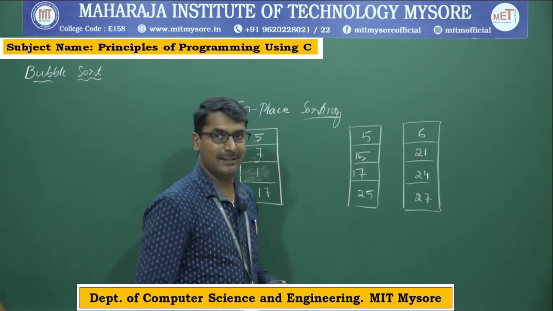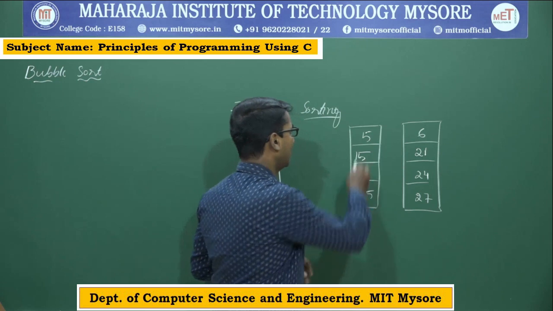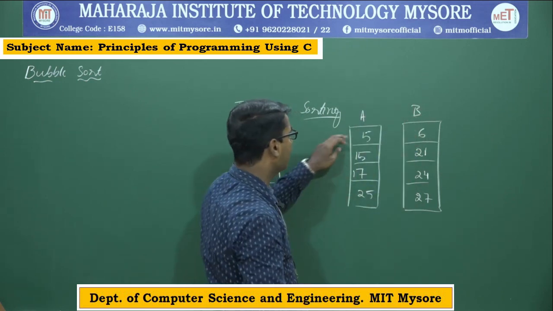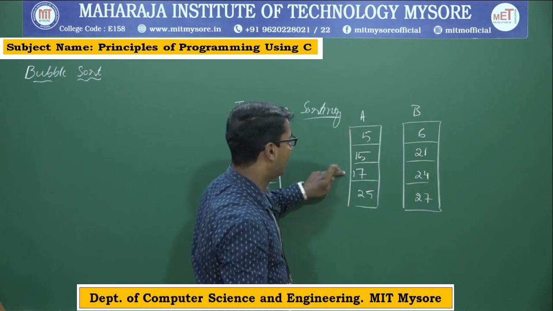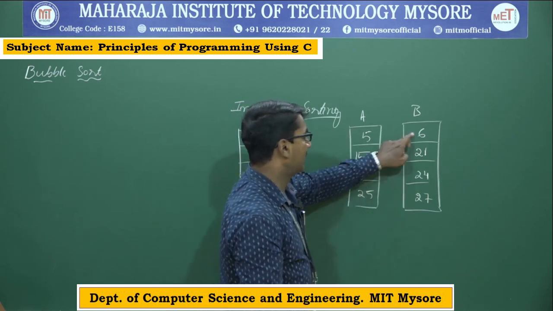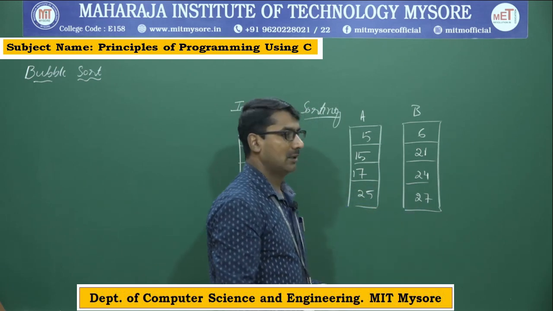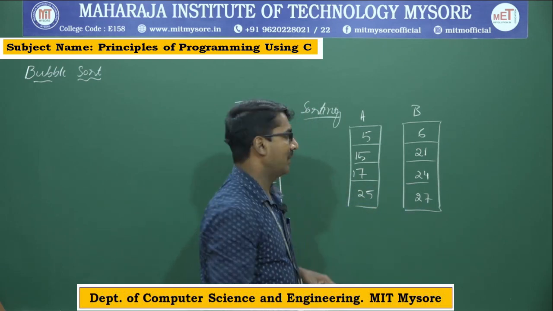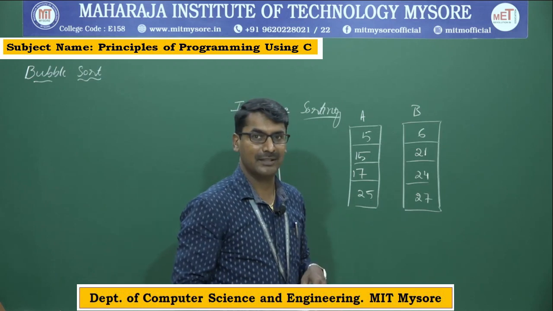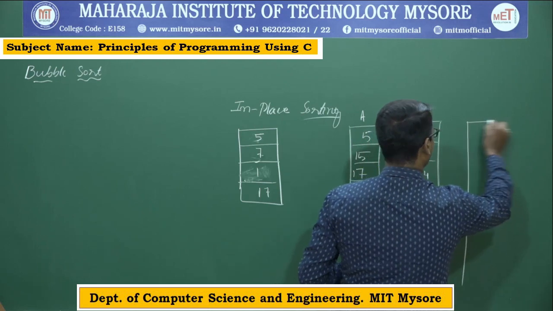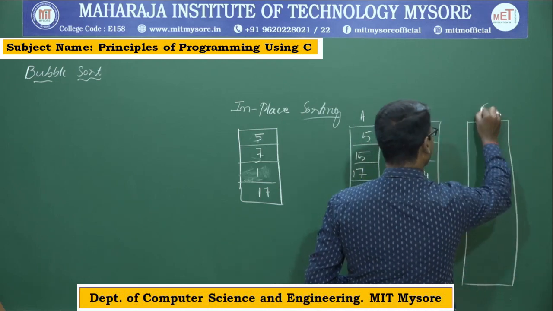Now we consider these arrays. There are two arrays, A and B. In A, 5, 15, 17, 25 are arranged. In B, 6, 21, 24 and 27 are arranged. Now we need to merge and sort these elements. When we sort the elements, we need another temporary array. That is the resultant array, which we can consider as C.